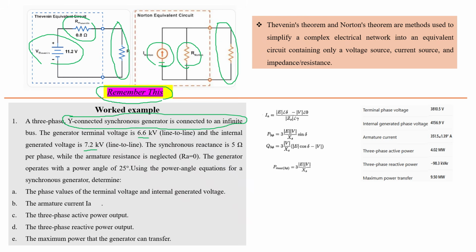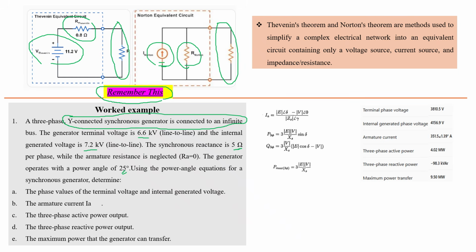So there is about 0.6 kV internal voltage drop. The synchronous reactance per phase is 5 ohm. We ignore the resistance, so the synchronous impedance is 5 ohm. While the armature resistance is neglected, the generator operates at a power angle sigma of 25 degrees. Using the power angle equation for the synchronous generator, determine the phase value of terminal voltage and internal generated voltage, the armature current, the three-phase active power output, the three-phase reactive power output, and the maximum power that can be transferred from this generator.